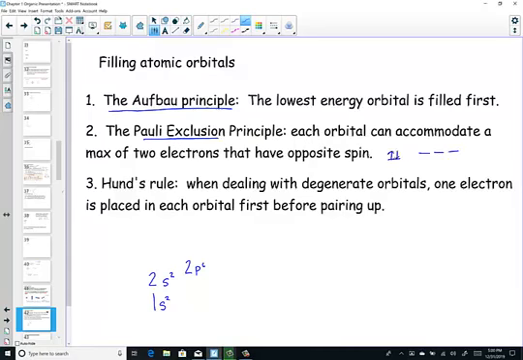Hund's rule. When dealing with degenerate orbitals, such as the 2p sub x, y, z, one electron is placed into each orbital first before you partner up. So I had just modeled that. If I'm filling the 2s orbital, it fills completely. Then I start placing in the p's, one in each first, and then assign partners with opposite spin. Most students do very well in that section of Gen Chem. It'll come back to you with some quick practice.